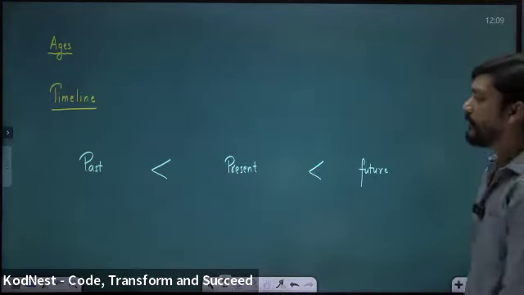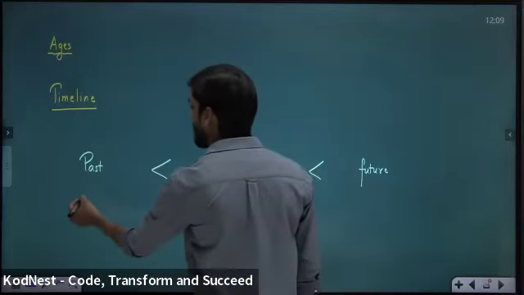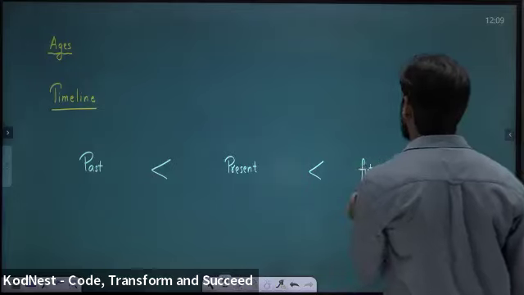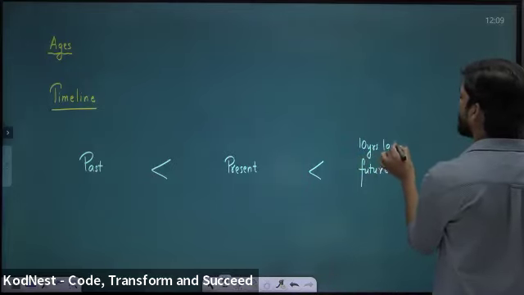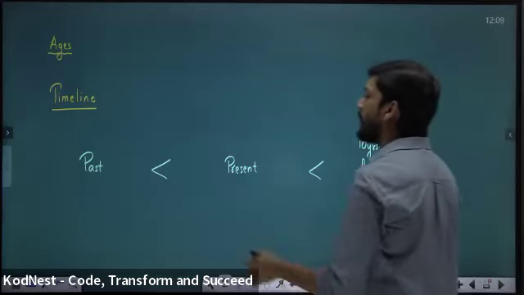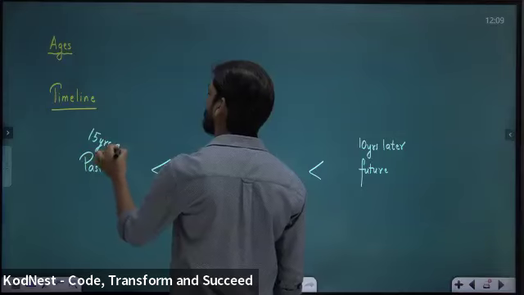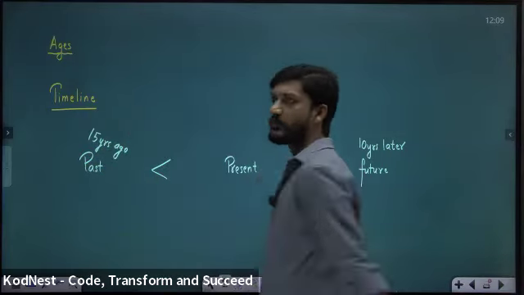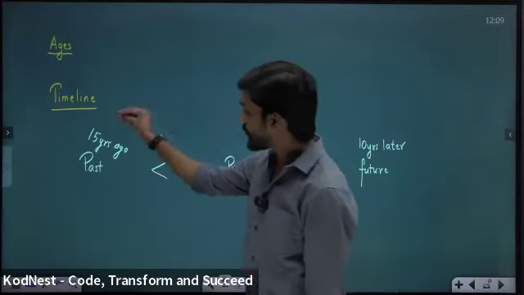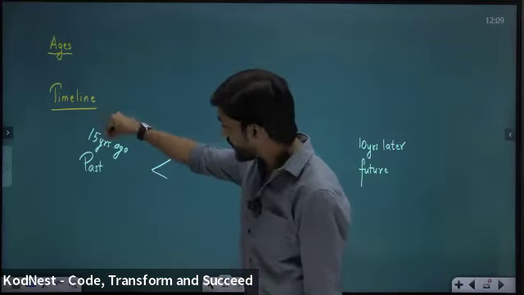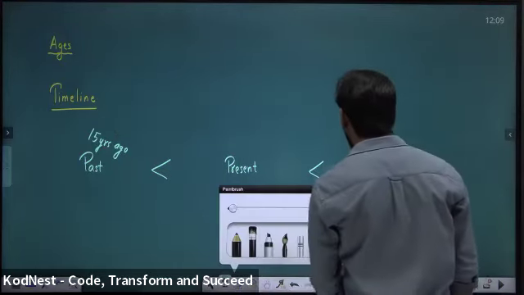All right. Now carefully answer one thing. Suppose I'm taking, this is present. Let's say this is 10 years later. That means 10 years in the future. And this is 15 years ago. Okay, suppose. Because past is unspecific. The past has to be mentioned. Okay, how much in the past? 15 years I'm taking.